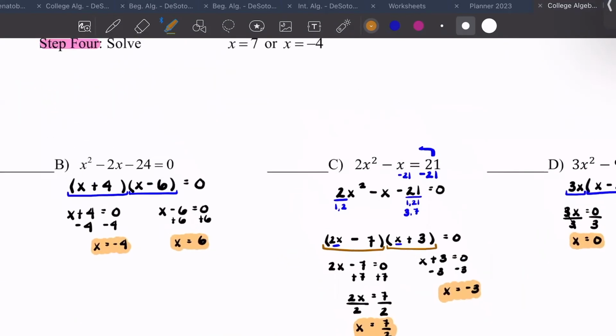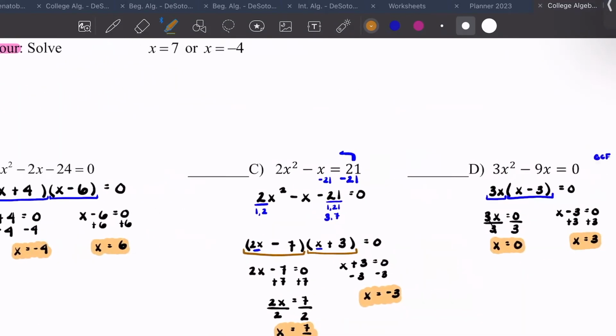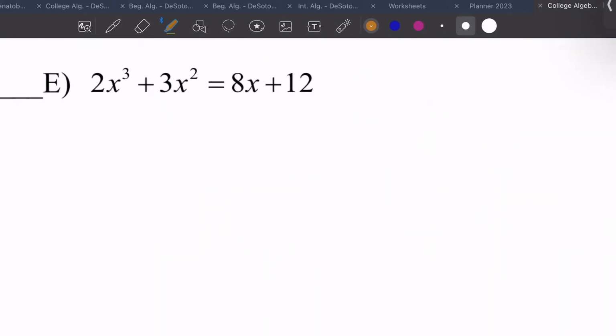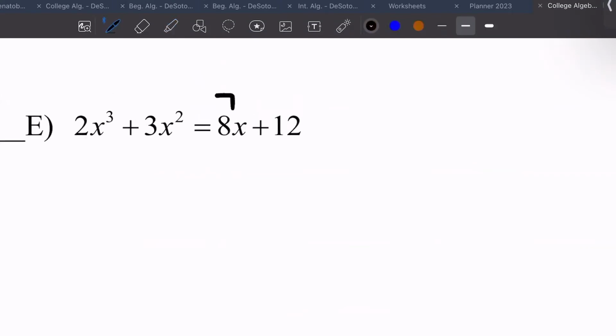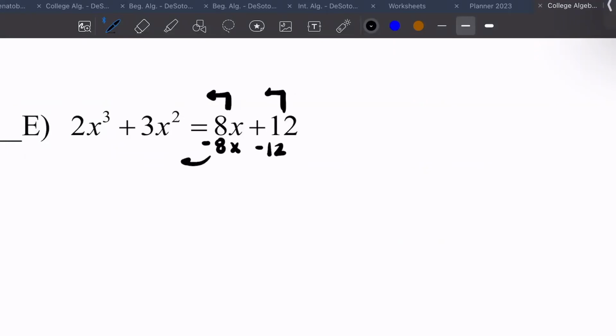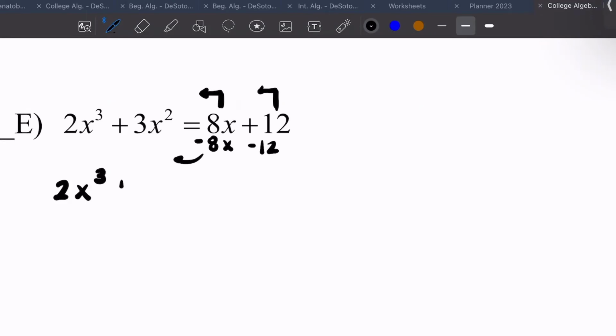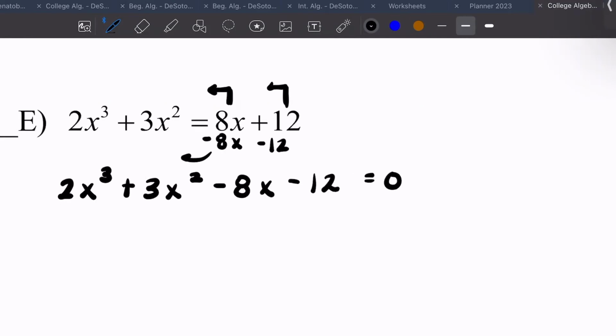So so far we've had 2 trinomials, one easy, one hard, and then greatest common factor. Now let's look at this guy, okay? We need to set him equal to 0. So we need to move 2 things over, right? We need to move 8x over, and we need to move 12 over as well, okay? So I'm just going to write minus 8x minus 12. And you're going to apply that to the other side. So we get 2x cubed plus 3x squared minus 8x minus 12 equals 0, okay?